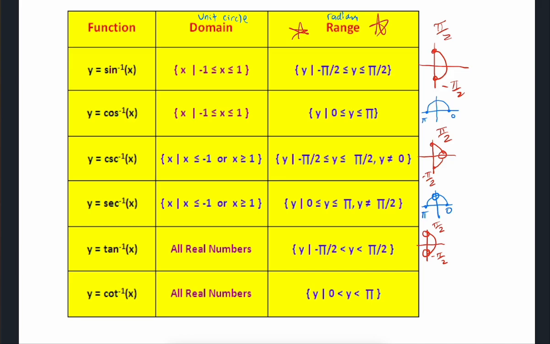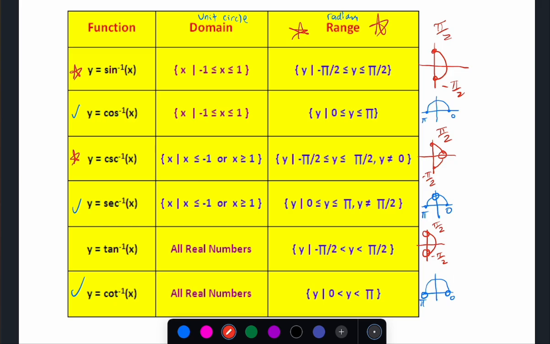Cotangent, since it's cosine over sine, will be defined everywhere except where the sine is equal to 0. So that's why you're going to look for numbers for the cotangent between 0 and pi, but we won't include 0 and pi. So cosine, secant, and cotangent go together.